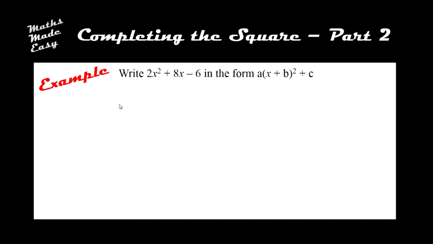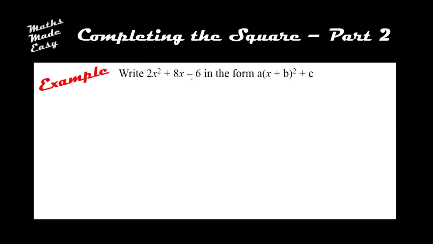Welcome to the second part in the series on completing the square. So we need to complete the square on this quadratic, the difference this time being that the coefficient of x squared here is not 1, it's 2, and it could be any number, and we need to be able to cope with that. You'll also notice that in the completed square form over here, there's an a outside of the brackets, and that's going to be relevant to our answer.